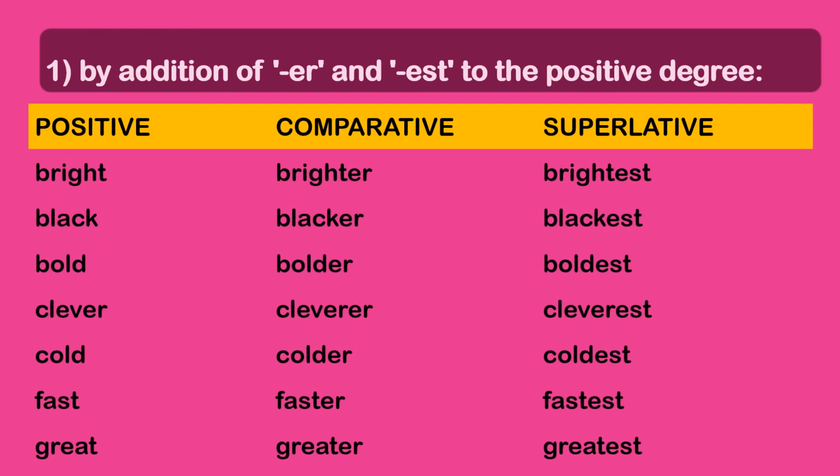Examples are here. You can see positive, comparative and superlative degrees written at the top. Bright, brighter, brightest. Black, blacker, blackest. Bold, bolder, boldest. Clever, cleverer, cleverest. Cold, colder, coldest. Fast, faster, fastest. Great, greater, greatest. As you can see, in all of them we have used ER for comparative and EST for superlative. Just remember this first rule in your mind. This is the most common one, by using ER and EST.